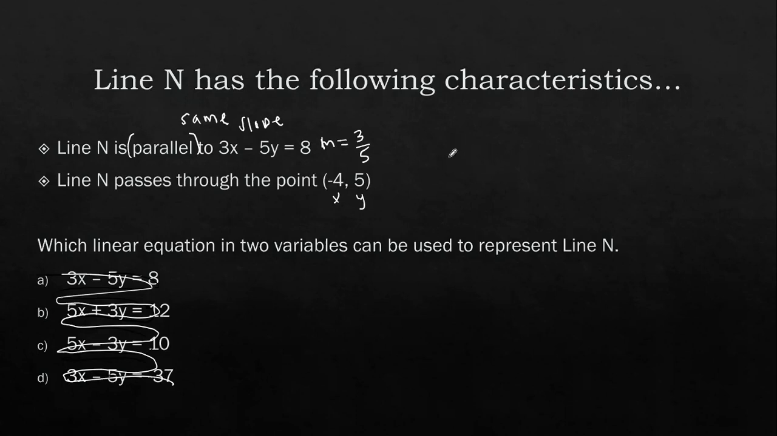You could write it in slope-intercept form. So you could write y equals, replace with 5 equals, and then 3/5 multiplied by our -4, which is replacing our x value, and then plus b. Perfect. So if I wanted it in slope-intercept form, I could set it up like this. My slope is 3/5, I have an x value of -4, a y value of 5, and I could solve for b.